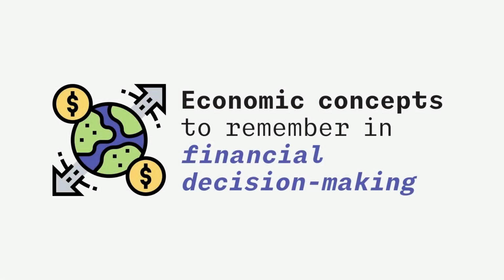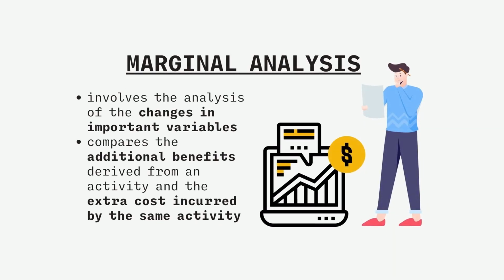For our fourth topic in personal finance for this week, we have the economic concepts to remember in financial decision making. Decision making is a complex process because there are usually multiple choices with differing attributes. Every financial decision involves giving up something in order to obtain something else. There are two economic concepts that are helpful in financial decision making.